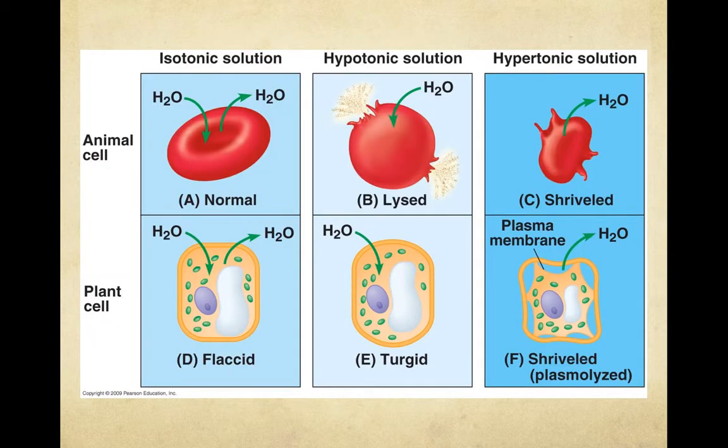So here's a comparison between an animal cell, a human red blood cell, and a plant cell. In an isotonic solution, you can see for a plant and an animal, we're happy. It doesn't hurt our cells, nothing's changing, water's in, water's out, it's equal, we're good. The plant cell, that central vacuole isn't as full as it could be, and the plant will be flaccid and very unhappy.